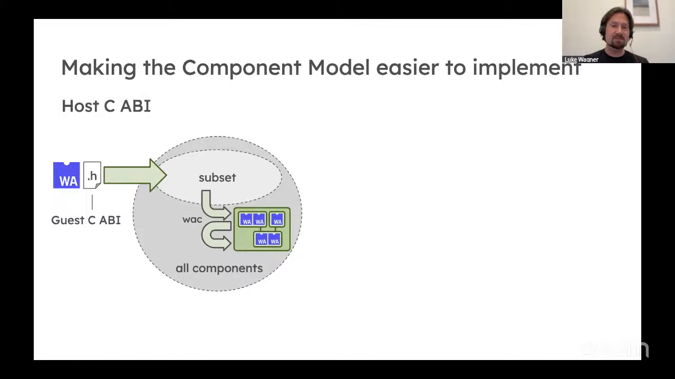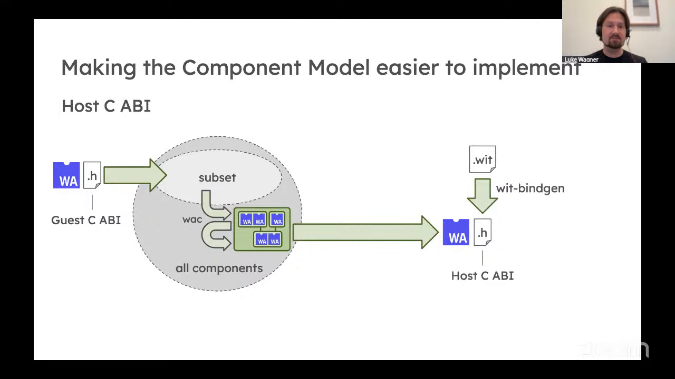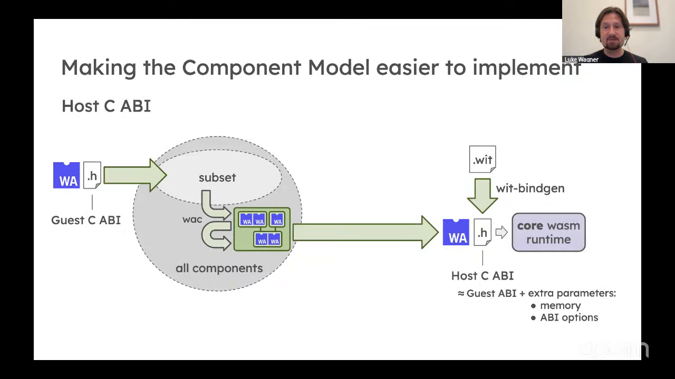But what we can do is leverage core WebAssembly features like multi-memory to smash everything together into a single core module that has the same observable behavior as the original components. And then the interaction with the outside world, with the host, could be governed by a host C ABI that could be generated from WIT by WIT bindgen. And this host C ABI would be pretty close to the guest C ABI, but have some key differences like passing extra parameters that host functions need, like the memory index and the ABI options to use. But with these, a core WASM runtime could implement this host C ABI just like any other core WASM interface.